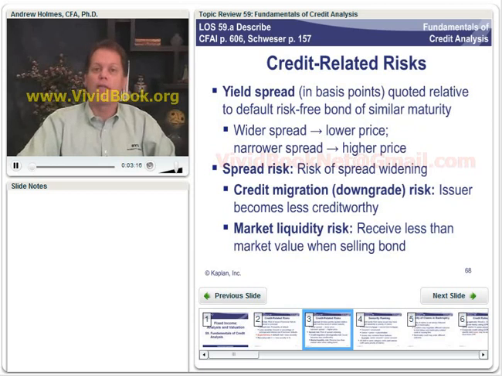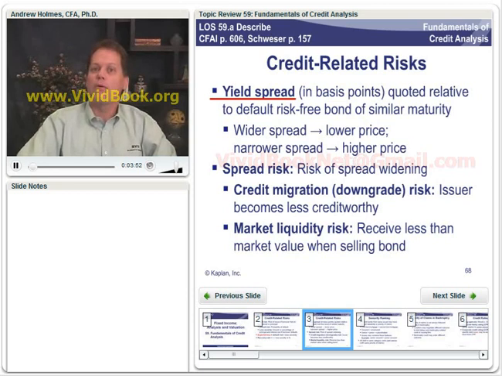Let's move on and think about yield spread. All right, so yield spread is measured in basis points, and it's quoted relative to the default risk-free bond with a similar maturity. You can think of this as the return on a standard investment grade corporate bond minus a treasury security, and we're going to proceed with the convention of calling the U.S. Treasury security risk-free, although we all wink and grin when we say that, right? So what do we mean by this yield spread, and what are the credit risks related to it?